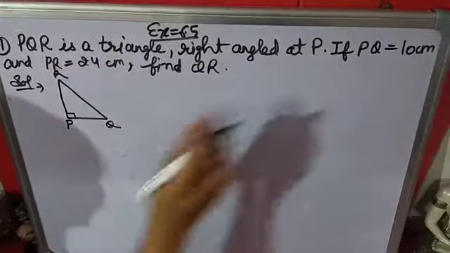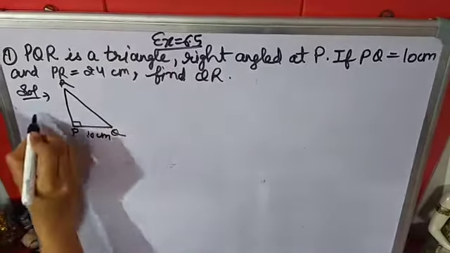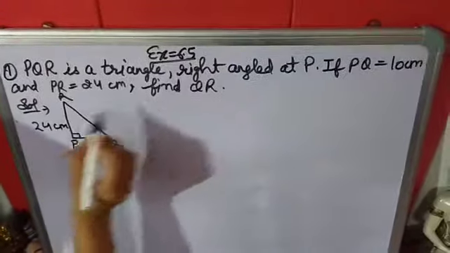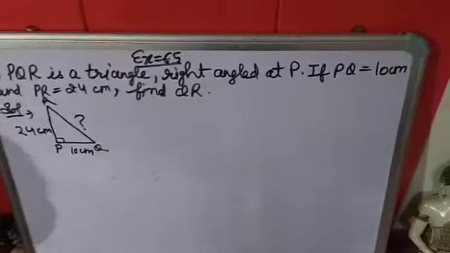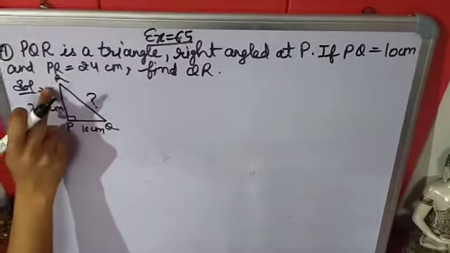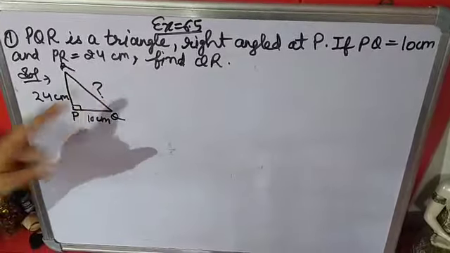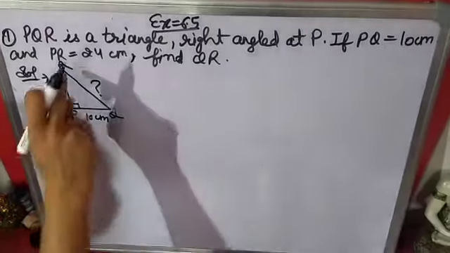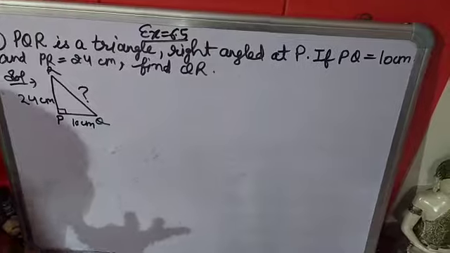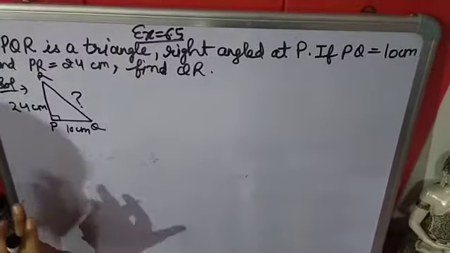If PQ is 10 centimeter and PR is 24 centimeter, you have to find QR. So this is the base, this is the perpendicular, and that side is the hypotenuse. We have to find the hypotenuse, which means we will use the Pythagoras property here.